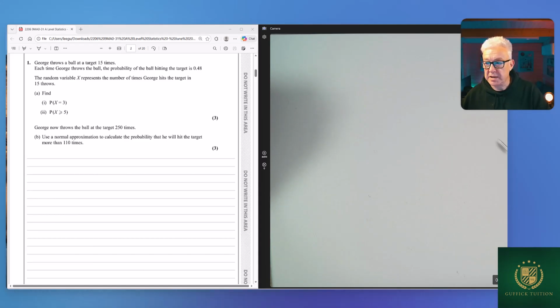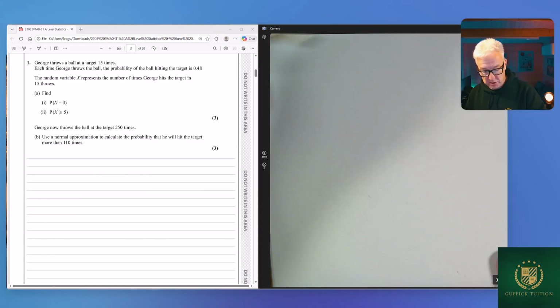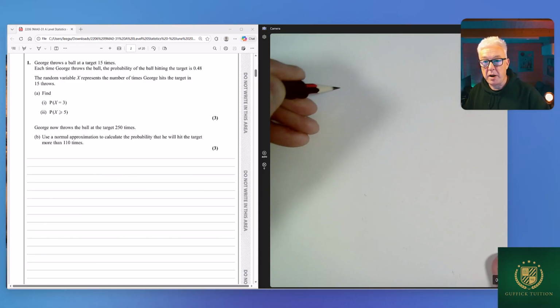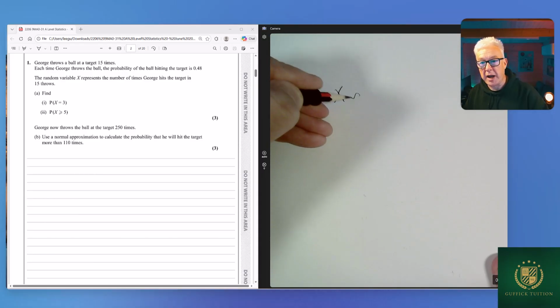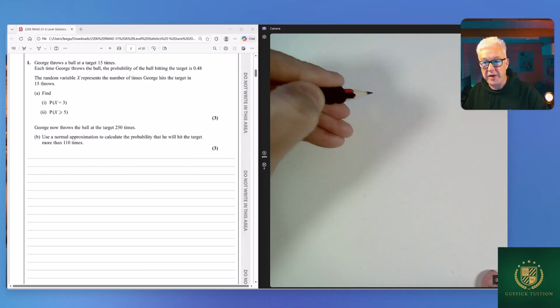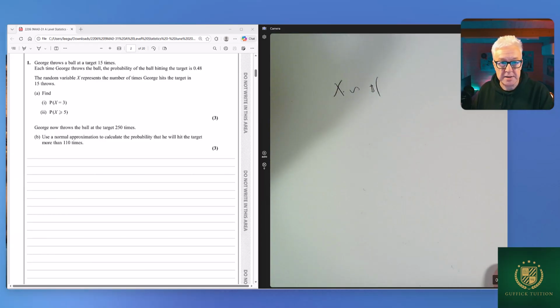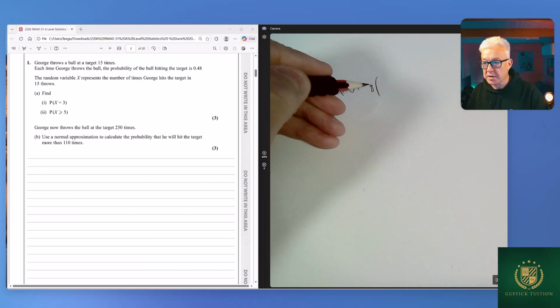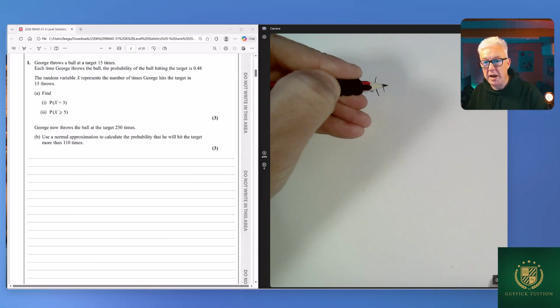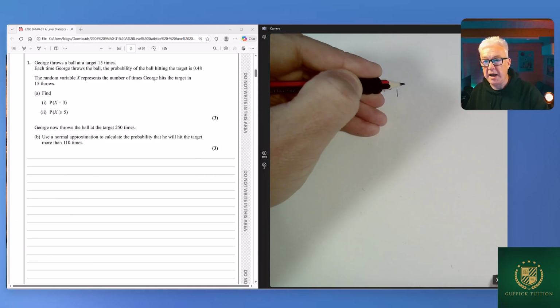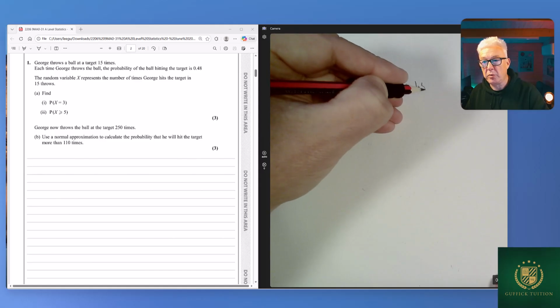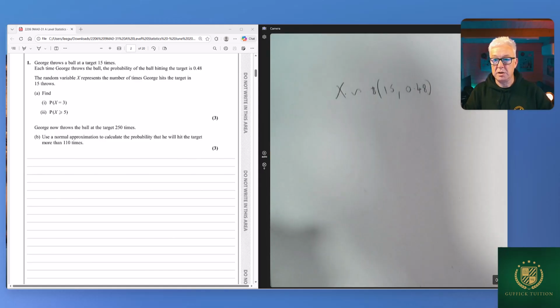So the first thing we need to say is we've got a binomial distribution, okay? We know that because we've got a fixed number of trials. The probability of the event happening is the same, it's 0.48. So what we've got is a binomial where the n is 15 and the probability is 0.48. So that's our distribution.